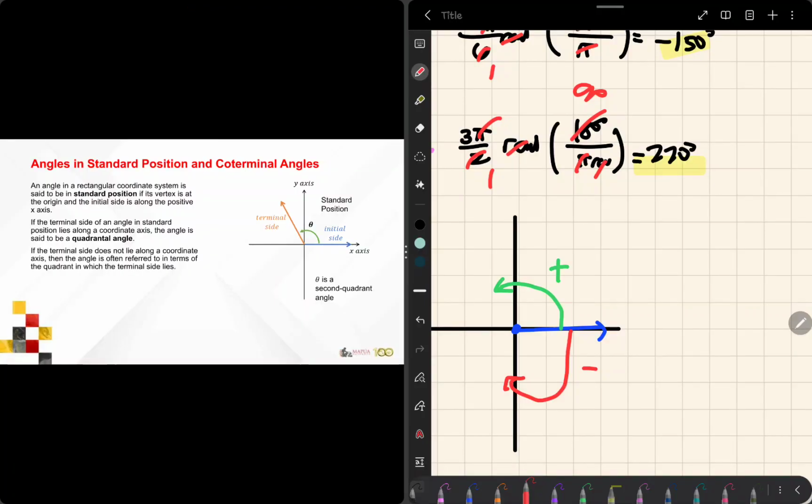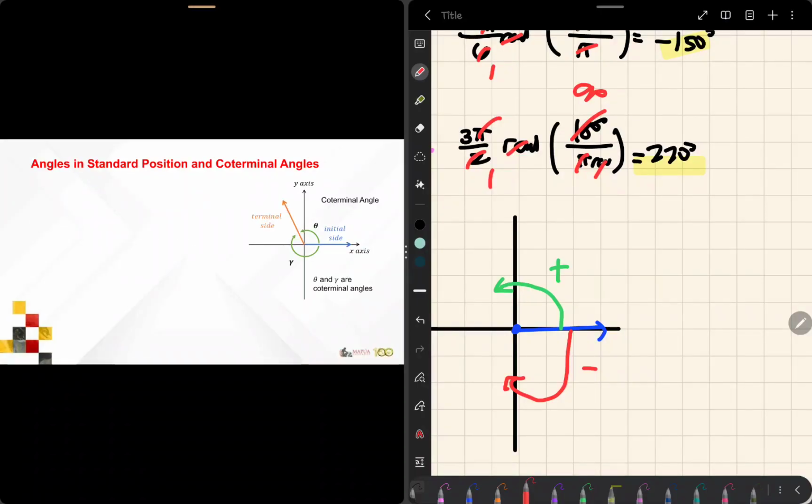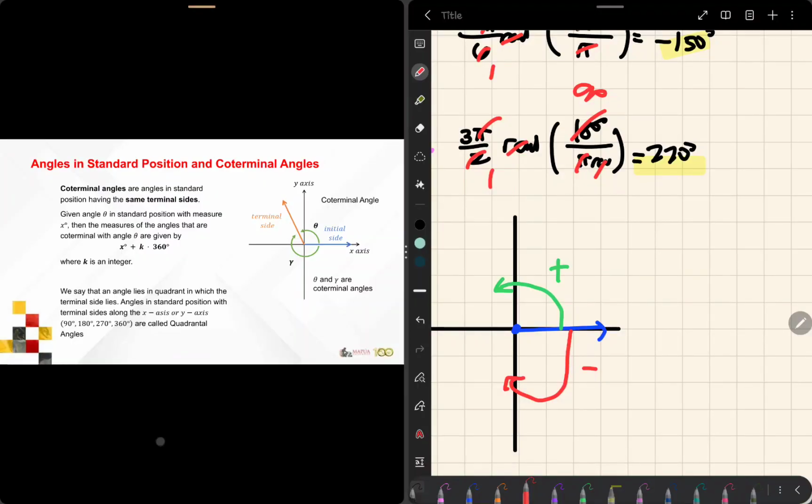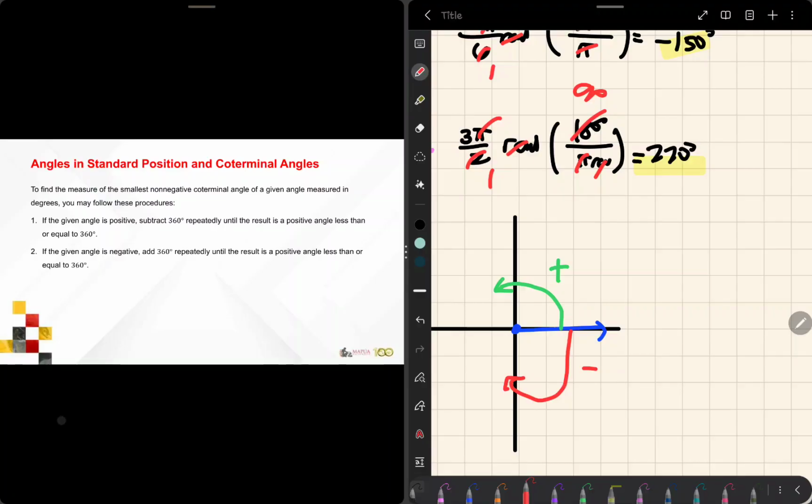If the terminal side does not lie along a coordinate axis, then the angle is often referred to in terms of the quadrant in which the terminal side lies. Coterminal angles are in standard position having the same terminal sides. Given theta in standard position with measure x degrees, the measures of the angles that are coterminal with the angle theta are given by x degrees plus k times 360 degrees.